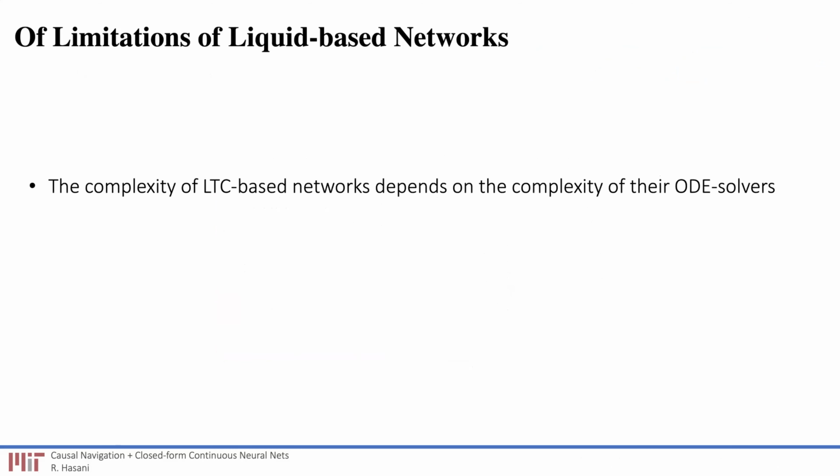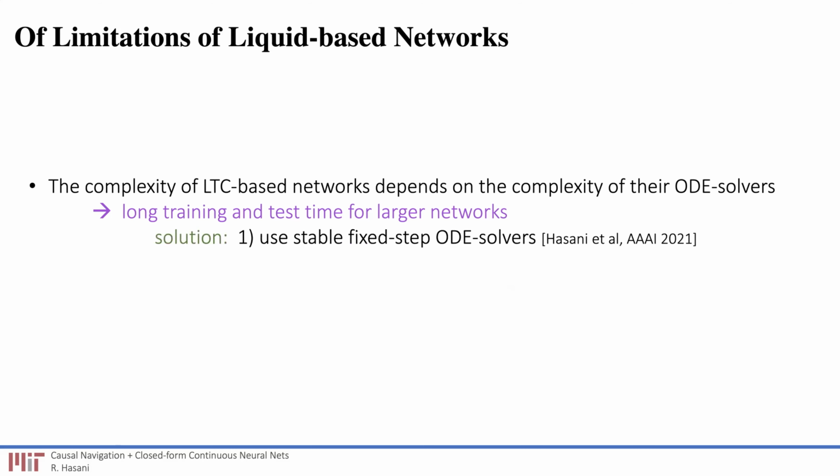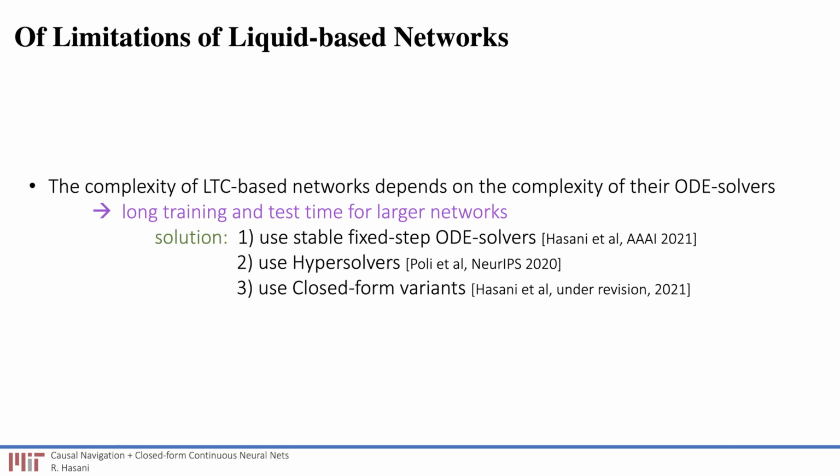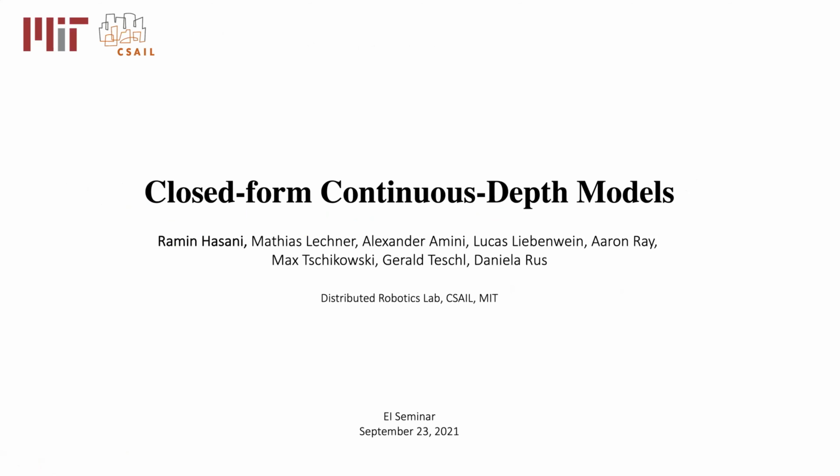One of the limitations of these liquid-based neural networks is that the complexity of the system depends on the complexity of the ODE solvers they use. So if you have stiff problems and larger scale models, then you have long training and testing times for larger networks. One solution is to use stable fixed step ODE solvers. You can also use hyper solvers, or you can find a closed form solution for neural networks.